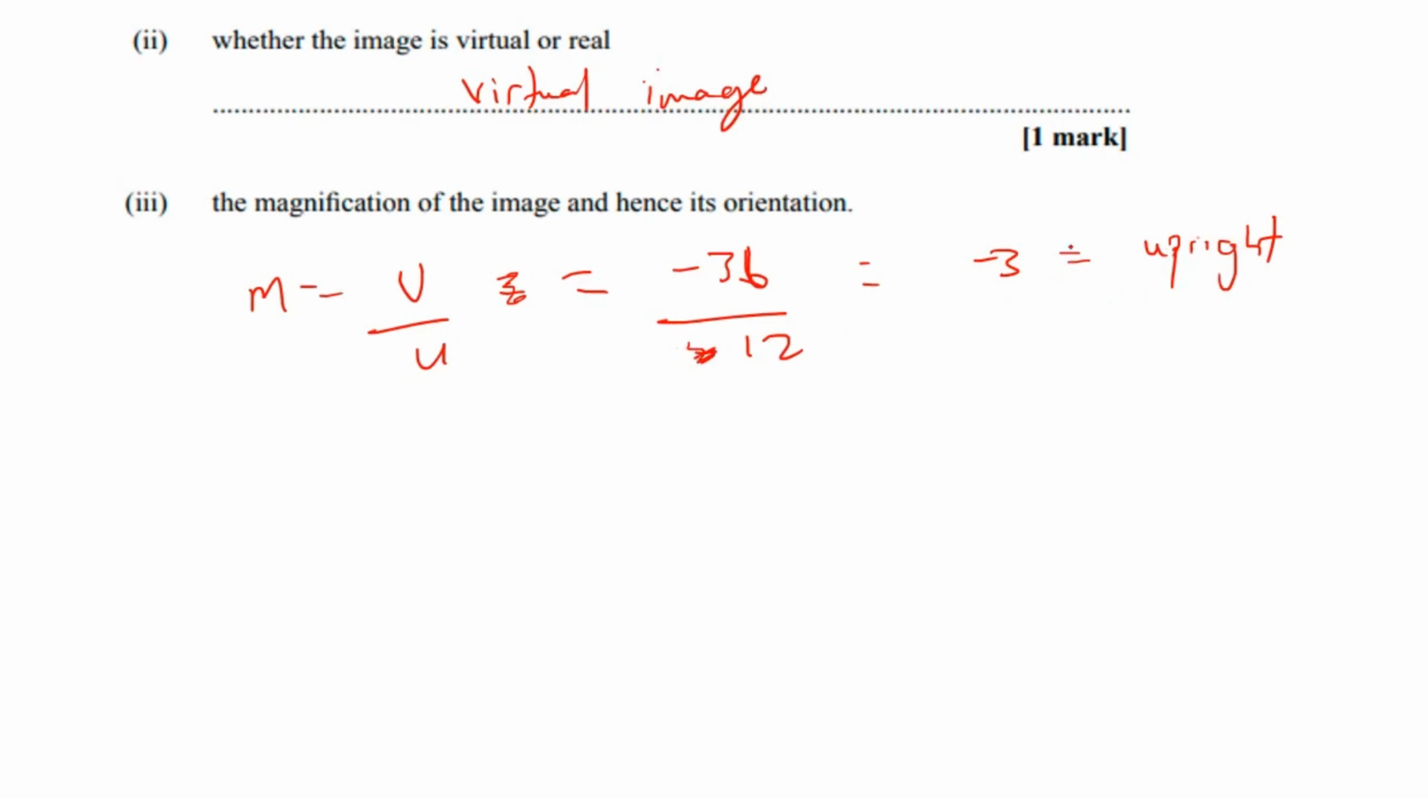Right? So when we talk about orientation, it just speaks to whether the image is upright, meaning that it is standing in the same way as it was as an object, or it can be inverted. Inverted would be like when it is below the principal axis.